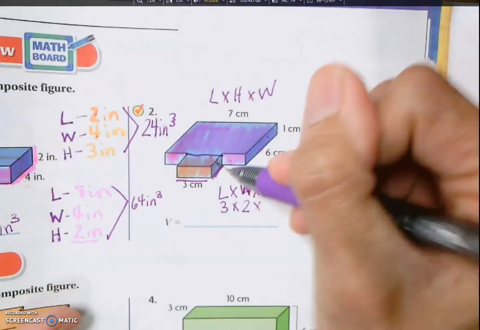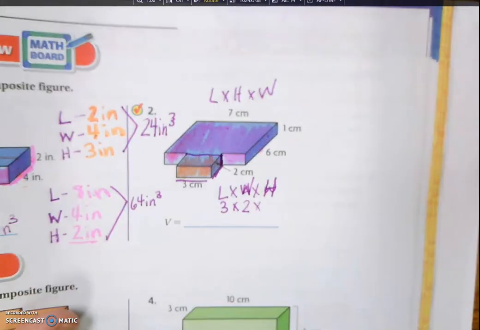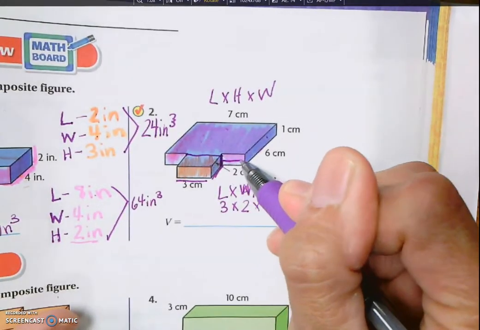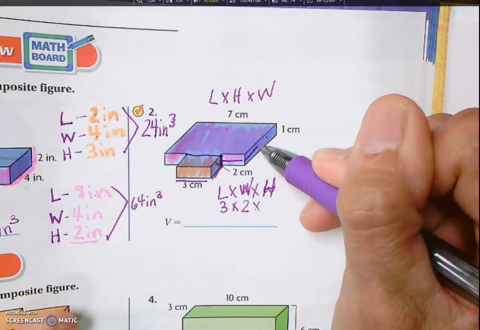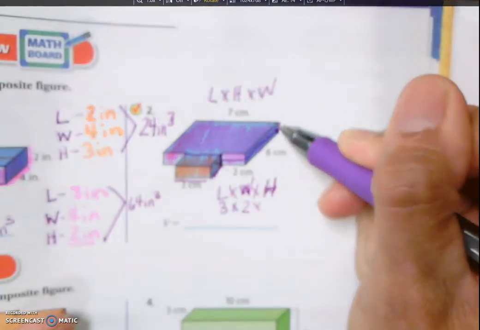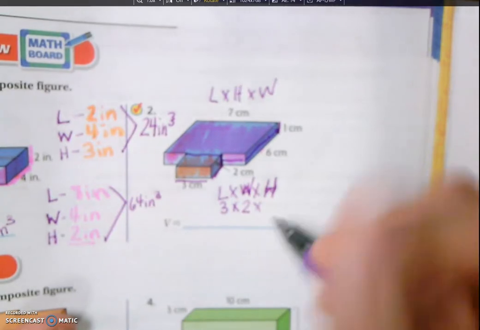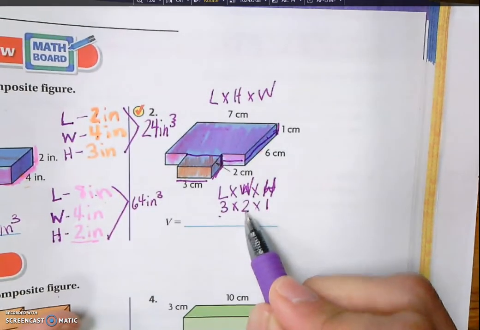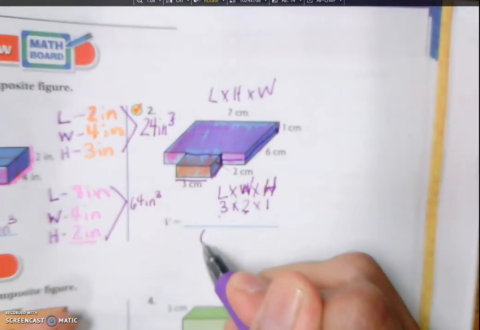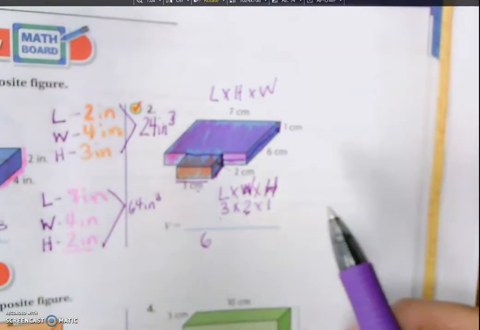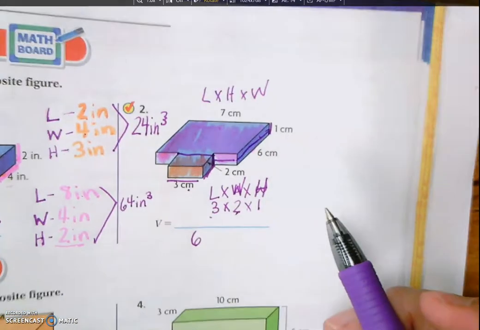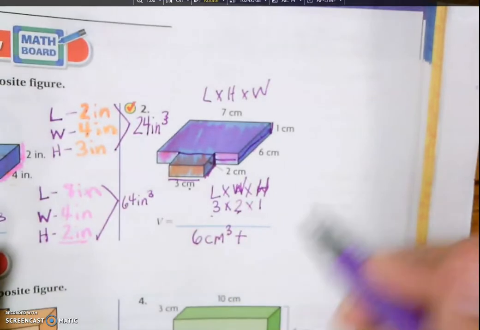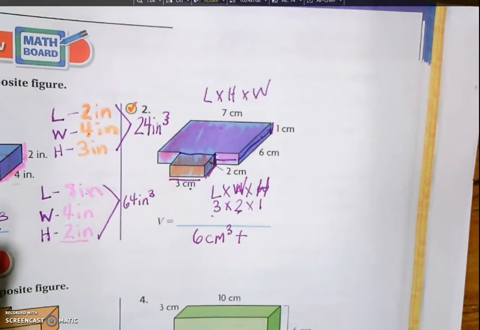So here, the height is supposed to be right here, and it's not. So what do we do? We follow this thing that's the exact same height, and we go in search of something that does show us the height. And guess what? It's the same height as that guy back there. So the height is 1. 3 times 2 is 6. 6 times 1 is still 6. And this time we're dealing with centimeters cubed.